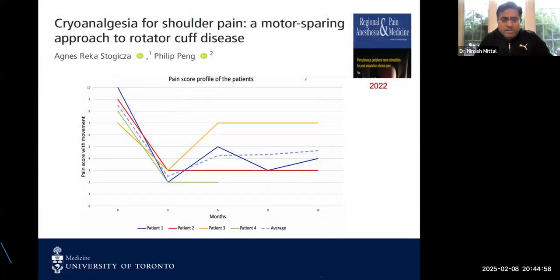Now there's 3 different studies. One was published initially by Philip and Agnes, looking at the cryoanalgesia approach for doing this ablation based on the technique that we have described, ultrasound based. And you can see going up to even 12 months, there was a significant difference in the pain scorings of 5 different patients. Other than the one patient who did not show benefit, the 4 other patients had significant benefit lasting to around 12 months as well.